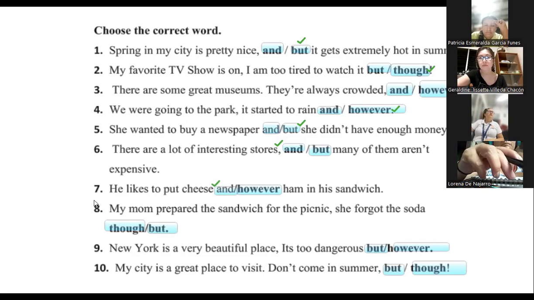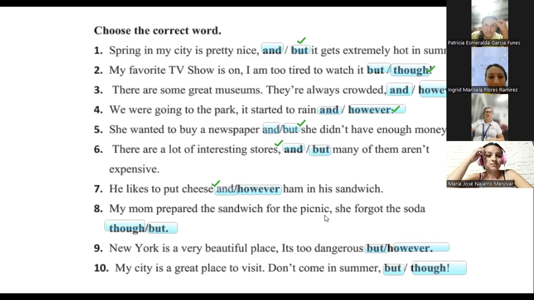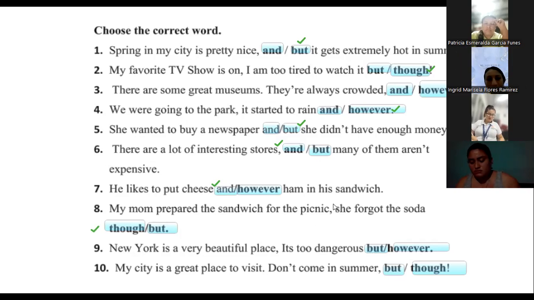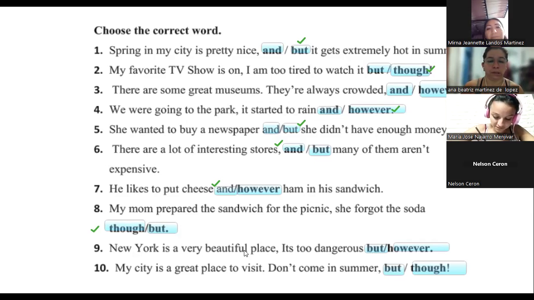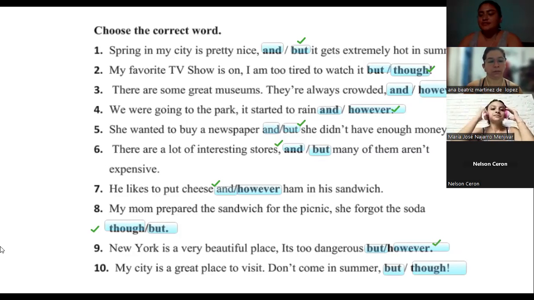Thank you, Geraldine. Number eight, Lorena. My mom prepared the sandwich for the picnic. She forgot the soda. Yes, but at the end of the sentence, we use though. Though is at the end of the sentence. Number nine, Mirna Janet Landos. New York is a very beautiful place. It's too dangerous, however. Very good, Ms. Landos.